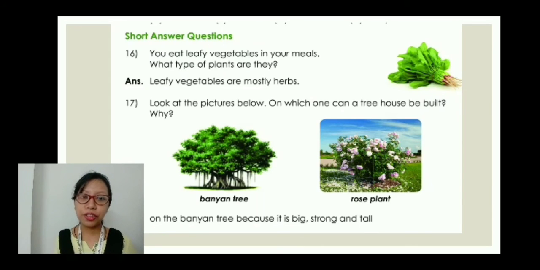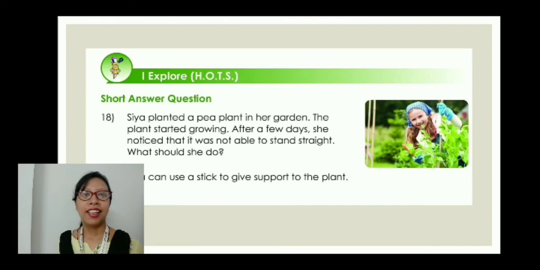Rose plant, it is a shrub, right? And you have already seen a rose plant. It is much smaller than us. So that means it is not possible on a rose plant. Therefore, on the banyan tree, because it is big, strong and tall. Next, we have the last question, that is question number 18.